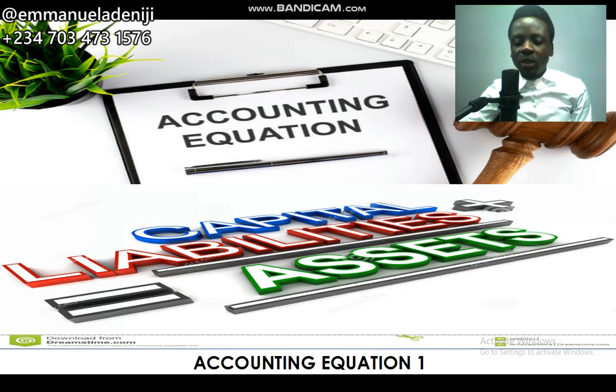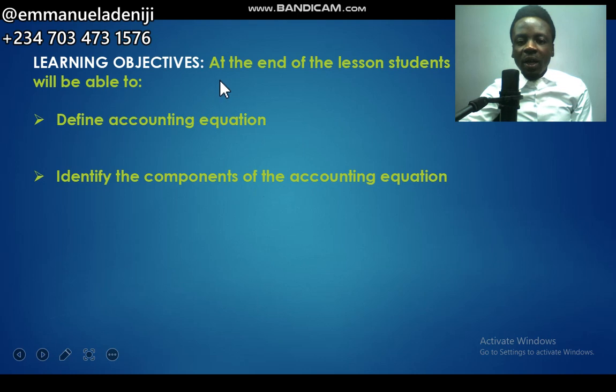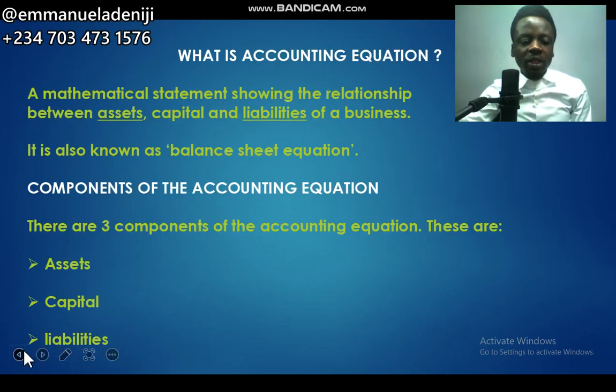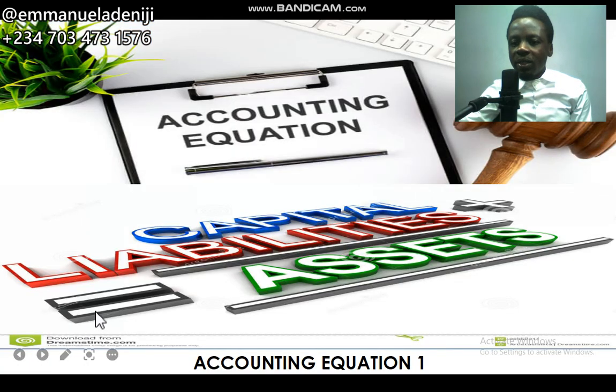Okay, let's take the objectives of this lesson. At the end of this lesson, students will be able to define accounting equation and identify the components of the accounting equation. An accounting equation is also known as a balance sheet equation, and this equation shows the mathematical relationship between three components, and these components are assets, capital, and liabilities. Capital is also referred to as owner's equity. Now let's take them one after the other.